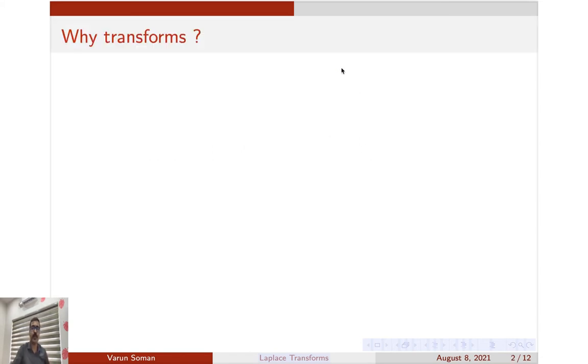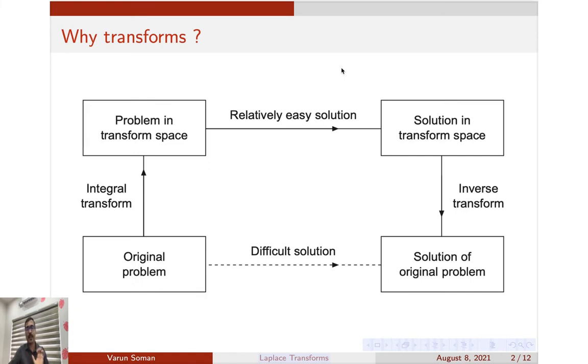For example, this is the diagrammatic representation of that. Suppose I have an original problem which is very difficult to solve directly, and I need a solution to that original problem. Direct solving is very difficult, or not possible. So what I will do is transform the original problem into a new problem, which would be a simpler one.